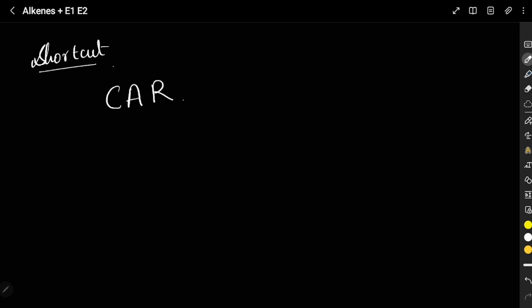CAR. So CAR is the shortcut. Just remember CAR, then all your answers will be solved. What does CAR mean? C means a cis alkene. A means anti. Anti-addition forms a racemic mixture.